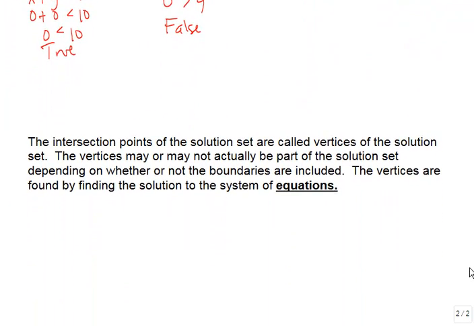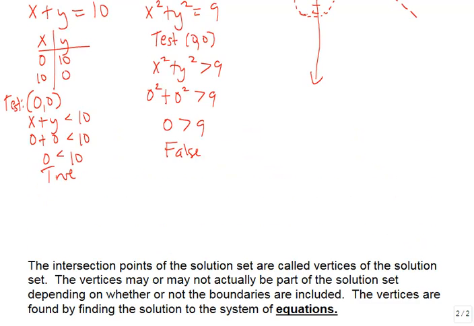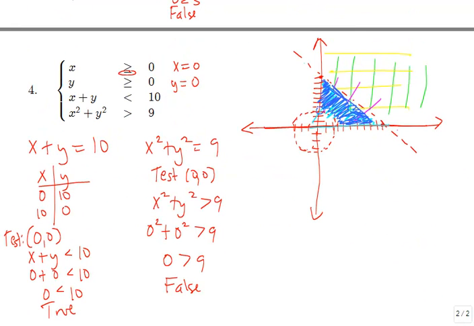The intersection points of the solution set are called vertices of the solution set, and the vertices may or may not actually be part of the solution set depending on whether or not the boundaries are included. And the vertices are found by finding the solution to the systems of equations. So if you really needed to find some of these intersection points like here and here, these you can probably just tell from the picture because these are the intercepts of the line and the intercepts of the circle. So this would be at (3, 0), (0, 3), (0, 10), and (10, 0). But those 4 points are called your vertices.